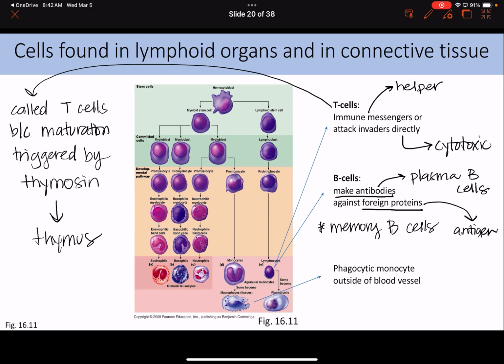Any questions about these cell types? So again, your lymphocytes are the main cell of our lymphatic system. So lymphocyte, lymphatic system. Monocytes are also a really big help, but they're secondary to lymphocytes. Lymphocytes are the main player for the system.